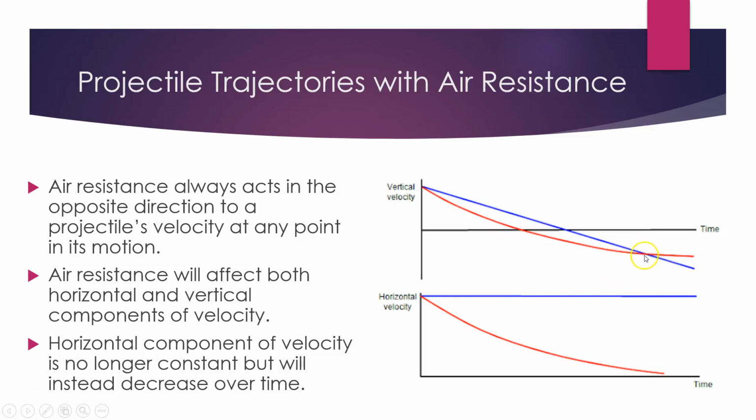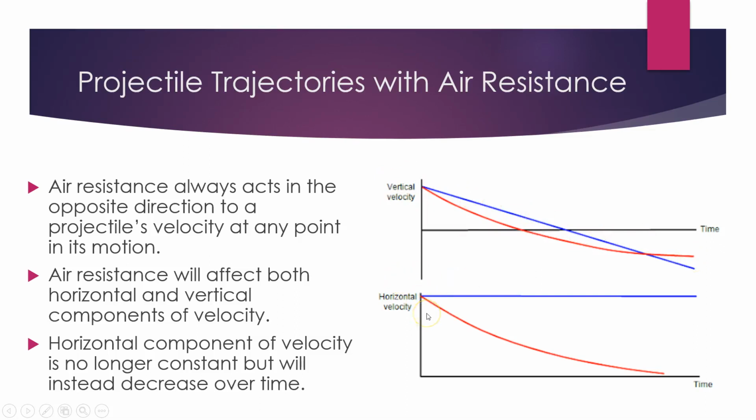And you can see after a certain point in time, the vertical velocity is actually less with air resistance as it falls. We'll get to that in a second, but that's important. So that's the effect of air resistance on the vertical velocity.